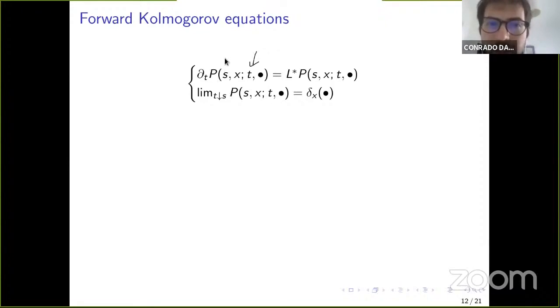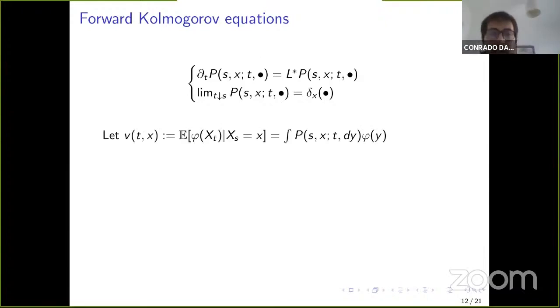Conditioned on the fact that we start at time s from x. So this is what's written here. That's the initial condition, right? And we want to know the evolution of these measures. Very much related to that picture that I showed you with the master equation. So the forward Kolmogorov equation sometimes is also referred to as the master equation. I think they have their names depending on how you're looking at them.